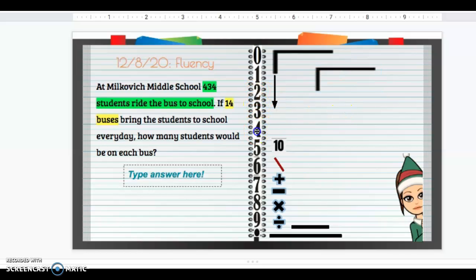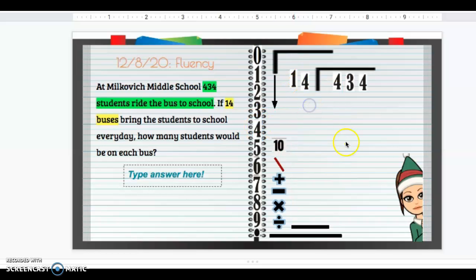Your number that you're breaking up is the students. So that's your dividend. So that's 434. Oops. Get those lined up. And 14 is your divisor because that's how many groups you have that you're breaking those number of students into.